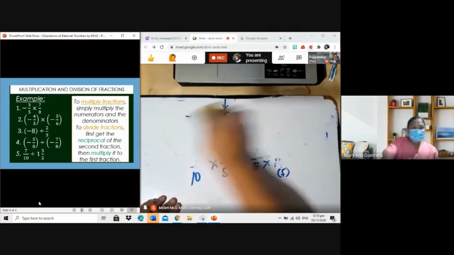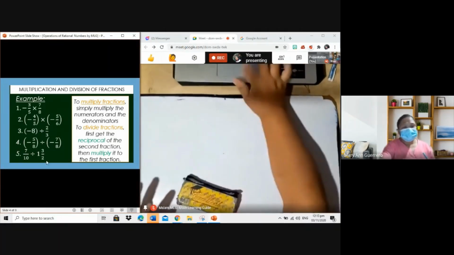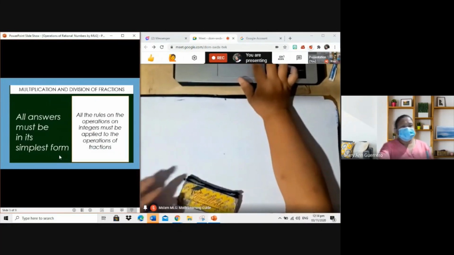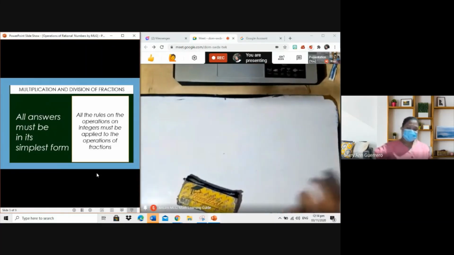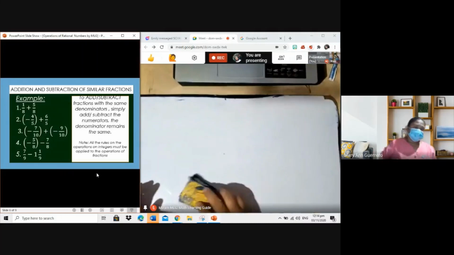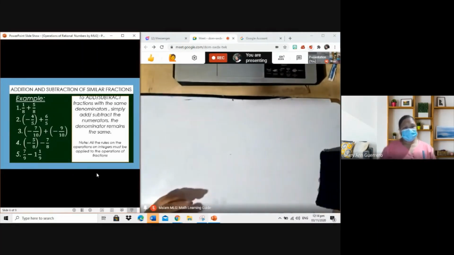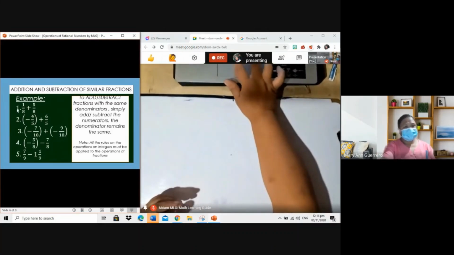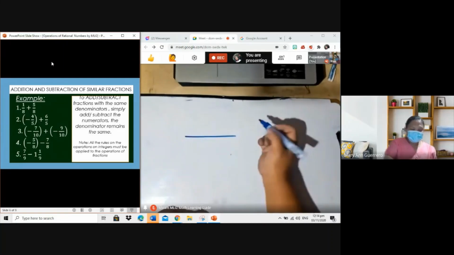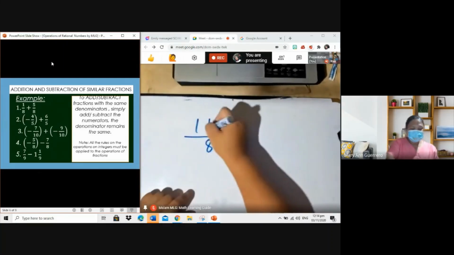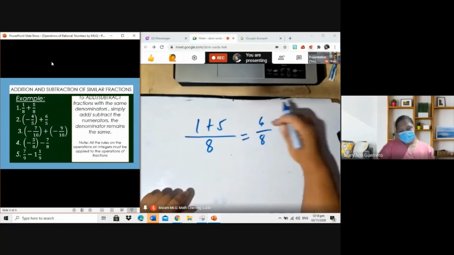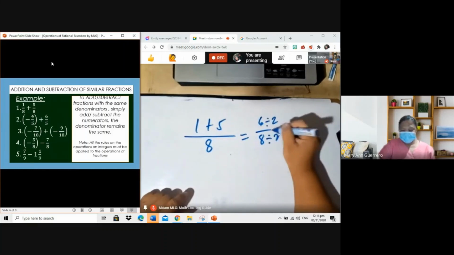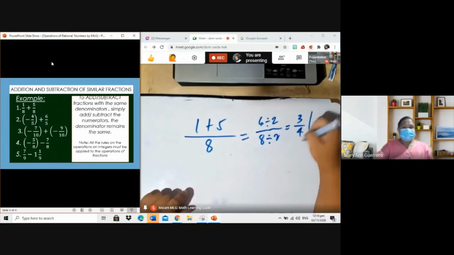Okay? And divide. Now, let us move to the fact that all answers must be in simplest form and all the rules on operation of integers must be applied to the operation of fractions. Now, let us have addition and subtraction of similar fractions. When we say similar fractions, they have the same denominators, just like our examples. For number 1, the common denominator is 8. All we have to do is to copy the common denominator, which is 8, and then add the numerators. So 1 plus 5 is 6 over 8. Is this the final answer? Not yet, because they are both divisible by 2. So the answer is 3 over 4. That is now the final answer.